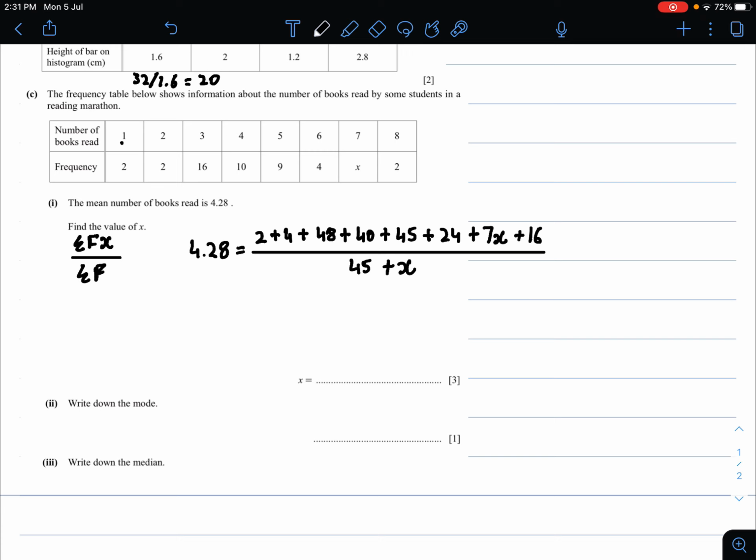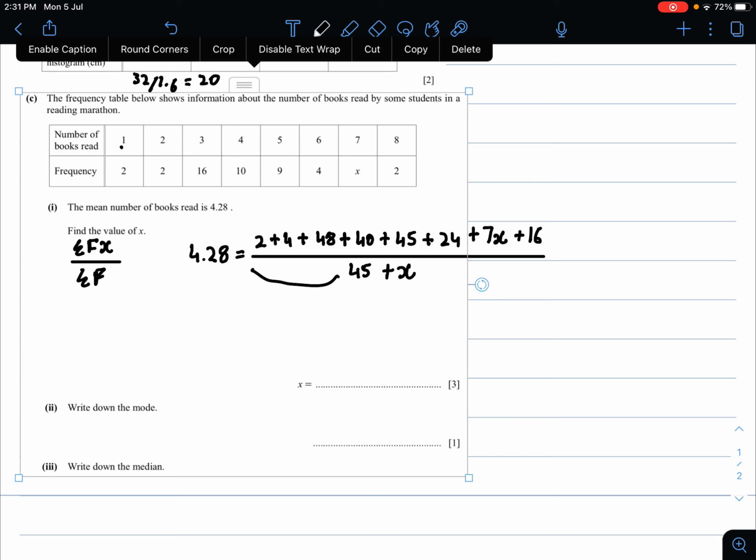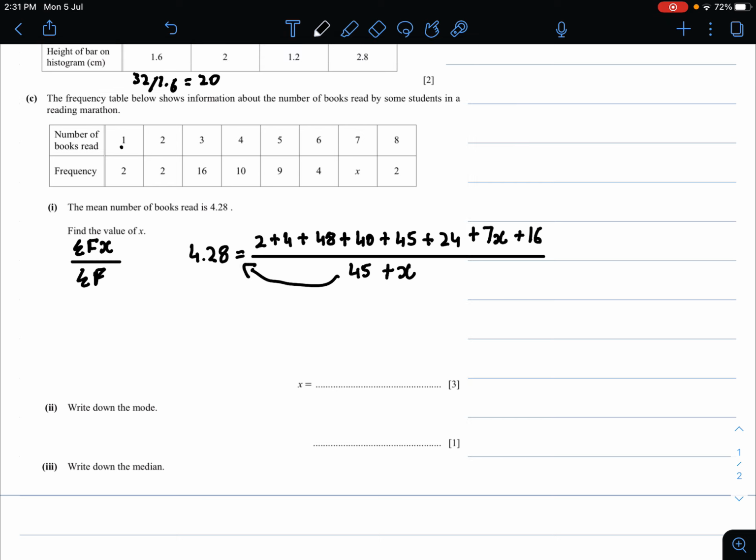So now we can take the total of the numerator and we can move the denominator to the other side of the equation. So when you move a division to the other side of the equation, it becomes multiplication. So 4.28 multiplied by 45 would be 192.6 plus 4.28x is equal to 2 plus 4 plus 48 plus 40 plus 45 plus 24 plus 16. So therefore that answer would be 179 plus 7x.